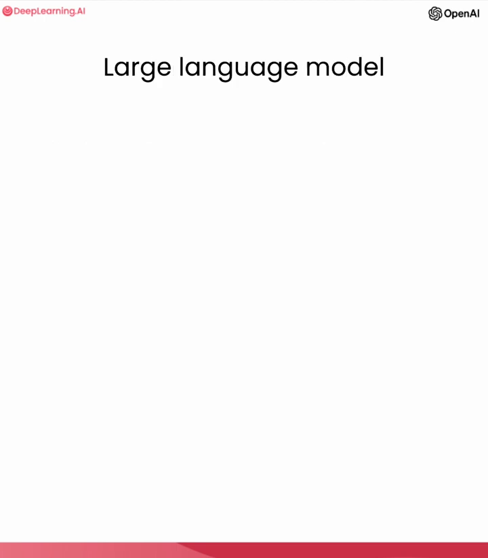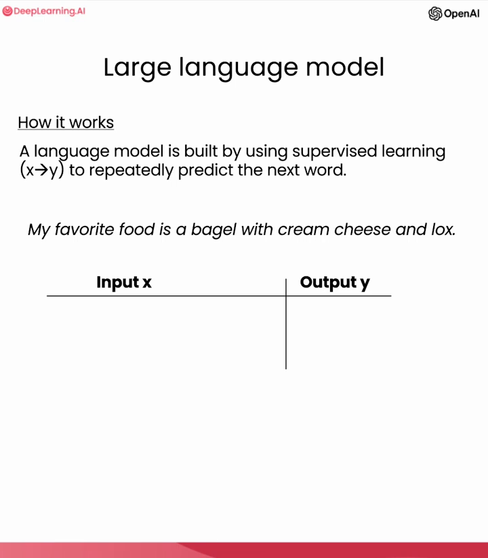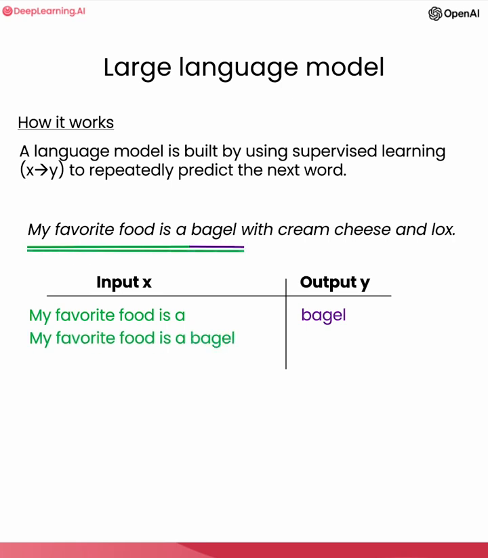Specifically, a large language model can be built by using supervised learning to repeatedly predict the next word. Let's say that in your training set of a lot of text data, you have the sentence, "My favorite food is a bagel with cream cheese and lox." Then this sentence is turned into a sequence of training examples where, given a sentence fragment, "my favorite food is a," you want to predict the next word, in this case "bagel," or given the sentence prefix, "my favorite food is a bagel," the next word in this case would be "with," and so on.